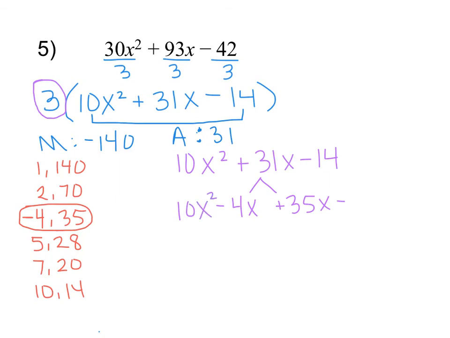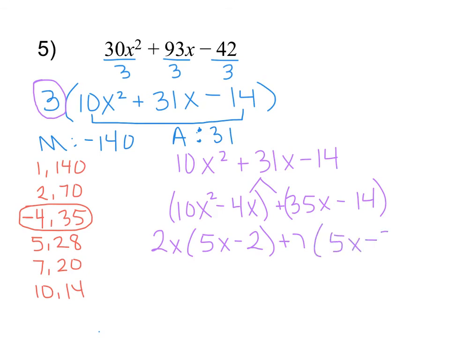And then I'm going to rewrite 10x squared and the negative 14. I'm going to group the first two terms and the last two terms together. The greatest common factor of 10x squared and negative 4x is going to be 2x, and then I'm going to be left with 5x minus 2. And then in the second term, the greatest common factor is a positive 7, and then I'm going to be left with 5x minus 2.